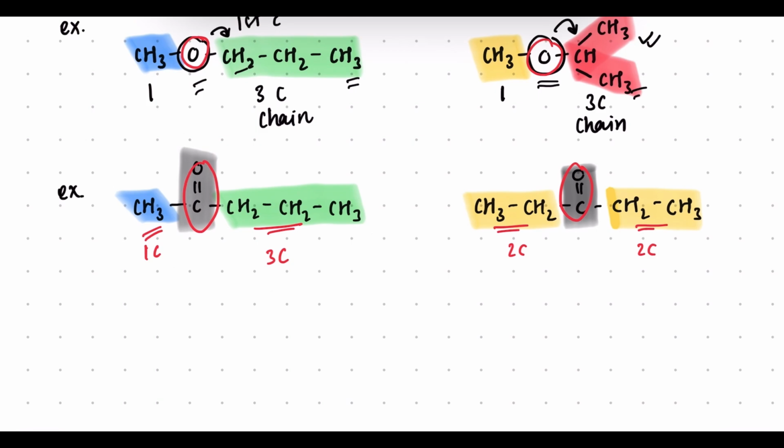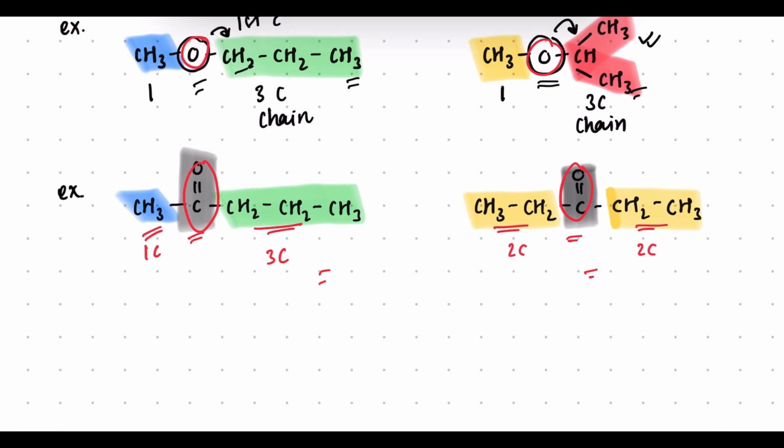And we can also call these two right here positional isomers because the position of the ketone group is differing. So here it's attached to the second carbon, however here it's attached to the first carbon. So you could just name them as both metamers and positional isomers.